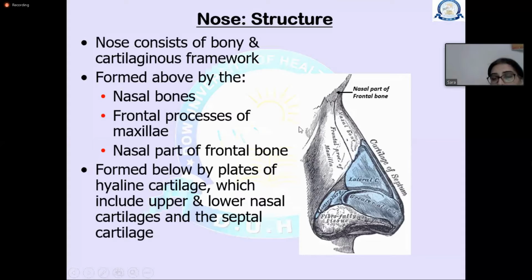Now one thing to be noted is that if you pinch or hold your nose, the superior part of the nose, where you have those bony structures forming the root of the nose, is the part where you have thin skin, whereas the inferior part of the nose, where you have the fibrofatty tissue and the cartilages, has thick skin, and there are a large number of sebaceous glands on the surface of the external nose.